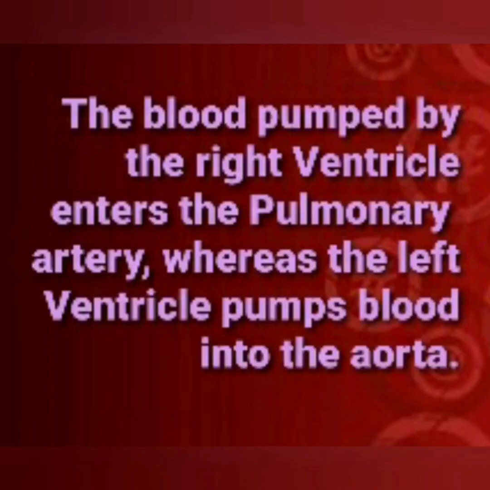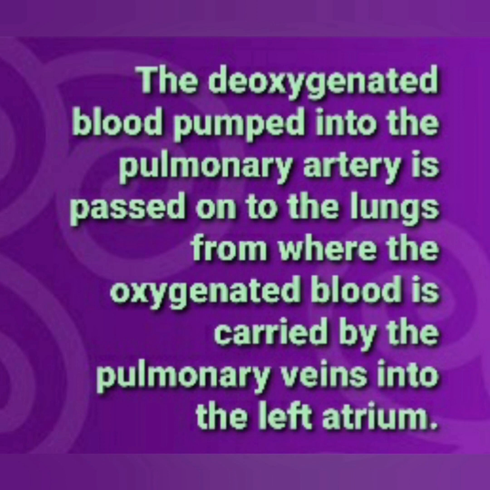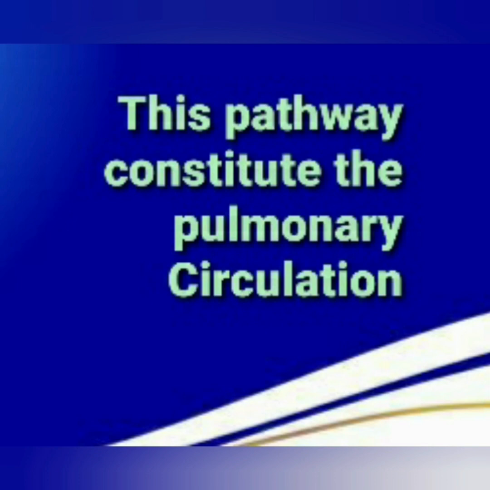The blood pumped by the right ventricle enters the pulmonary artery, whereas the left ventricle pumps blood into the aorta. The deoxygenated blood pumped into the pulmonary artery is passed on to the lungs, from where the oxygenated blood is carried by the pulmonary veins into the left atrium. This pathway constitutes the pulmonary circulation.